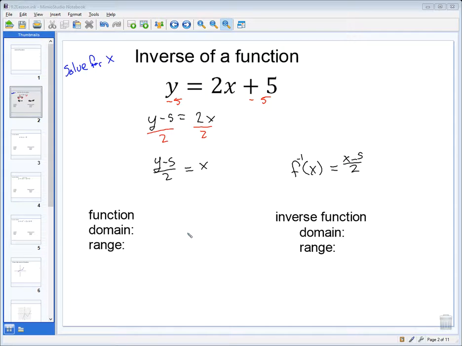Now I've got domain and range for the function and the inverse function. Notice for 2x plus 5, it's a graph that crosses at 5, has a slope of 2, so it looks like this. The domain of this function is all real. The range of this function is all real.